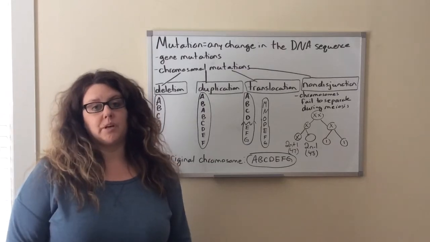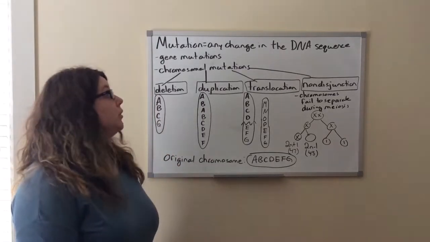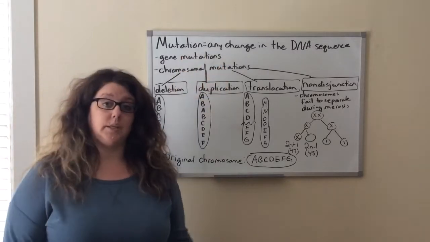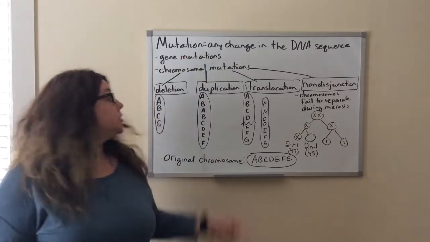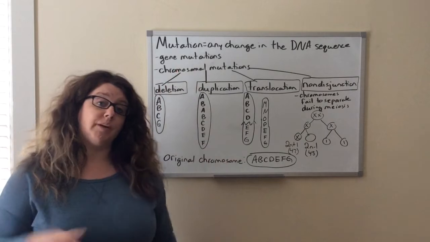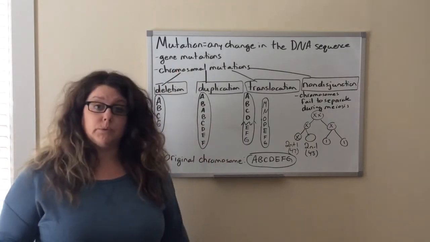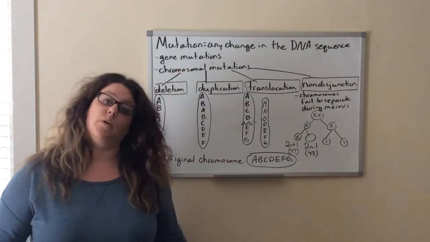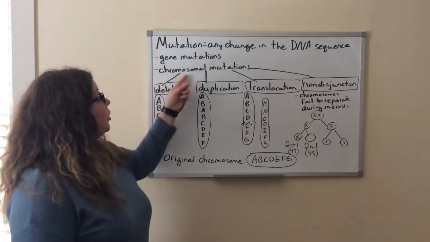Hey guys, today we're going to talk about chromosomal mutations. So if you remember, a mutation is any change in the DNA sequence whatsoever. We've already talked about gene mutations, and remember those only affect one base pair on one chromosome, only on one gene, typically only one phenotype. Today we're going to talk about chromosomal mutations.